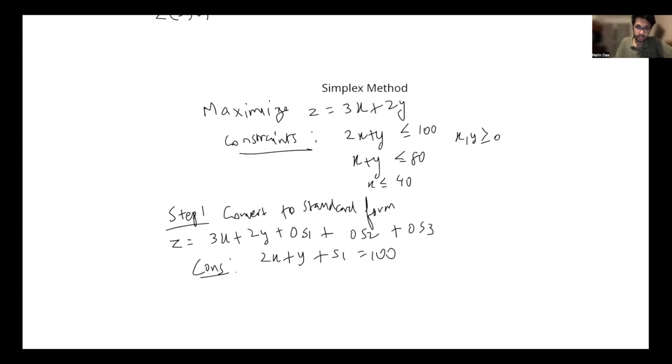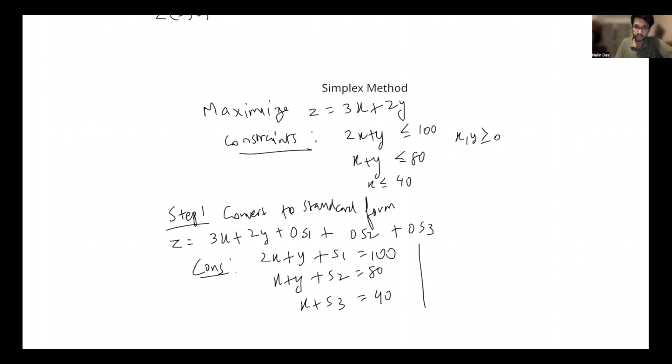For example, again, x plus y plus s2 is equal to 80, since again we have a less than equal to sign. Similarly, for x plus s3 is equal to 40, as we have a less than equal to sign here. And then finally, let me just make a line here to separate it. And then we have x, y greater than 0.